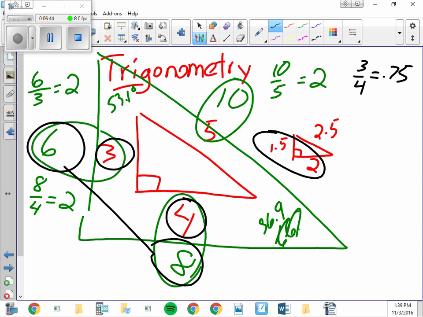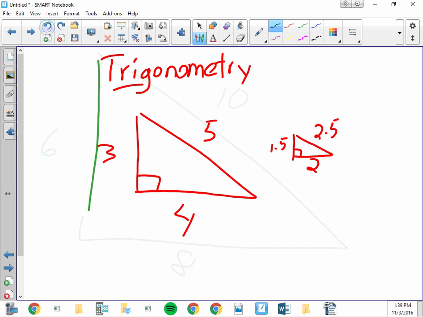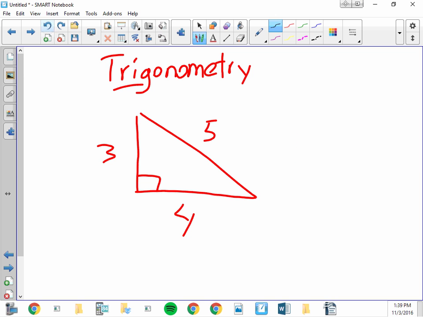Okay? So this angle guarantees that small divided by middle will end up being 0.75. Any right triangle that has that angle will have that characteristic. Okay? Well, how many different ratios are there? Let's go back to my original 3, 4, 5 triangle. How many different ways are there to divide the sides? 3 over 4 is one. What other divisions could I perform with those 3 sides?